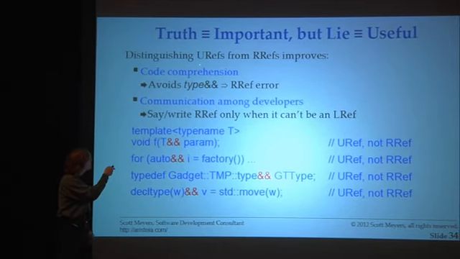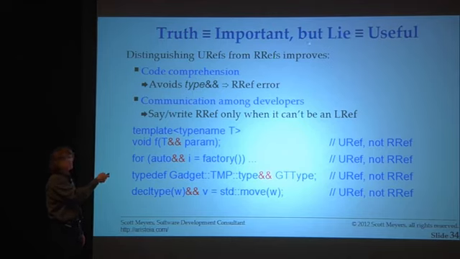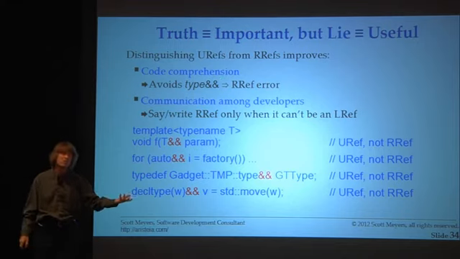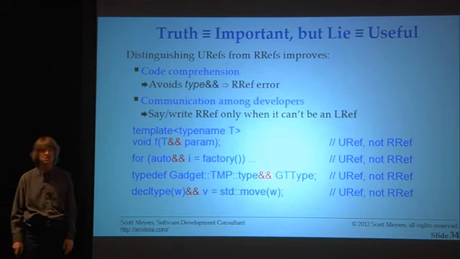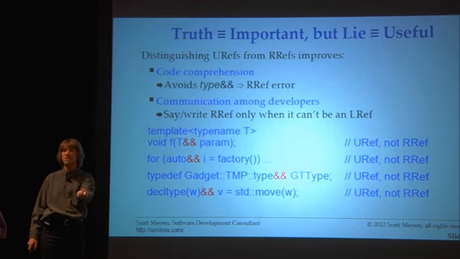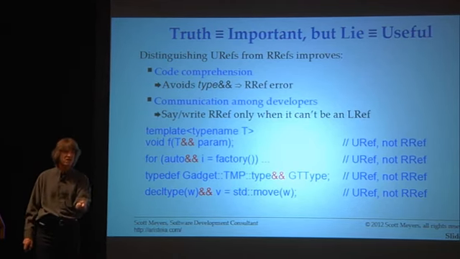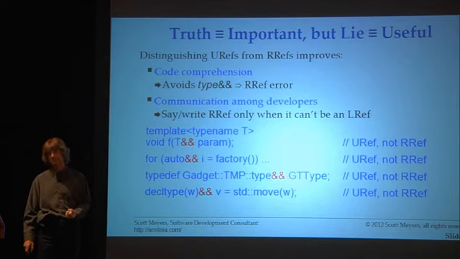I think you should distinguish universal references from R-value references, because the first thing is I find that it vastly increases code comprehension. If you read T ref ref as an R-value reference, you are going to misread enormous amounts of code, especially in header files. Because you're going to see all these templates that take T ref ref, and you're going to say, oh, it only binds to R values, and you are going to be mistaken.